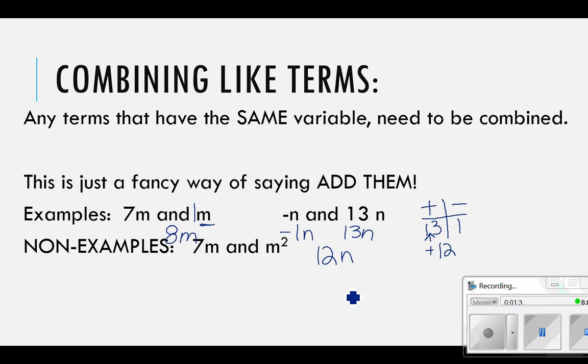Non-examples would be 7m and m squared, because you always have to look at the exponent. This would have an exponent of 1, and this one has an exponent of 2. They are not the same kind of term, so you cannot combine them.